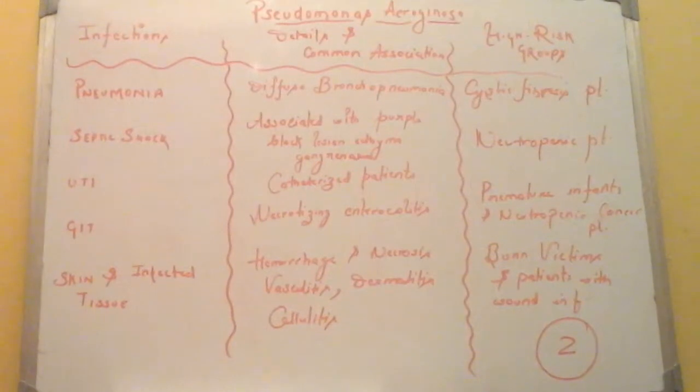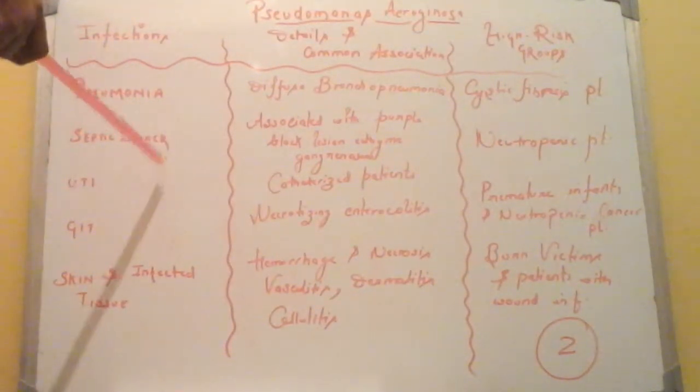But we have to keep one more thing in mind: this part is closely related to the infections and the patients who have high risk factors. So we'll only concentrate on the infection, the high risk groups, and the common association. Let's talk about pneumonia first. There will be a diffuse bronchopneumonia, and the high risk patients will be those with cystic fibrosis, who already had a history of cystic fibrosis or maybe occurring with cystic fibrosis.